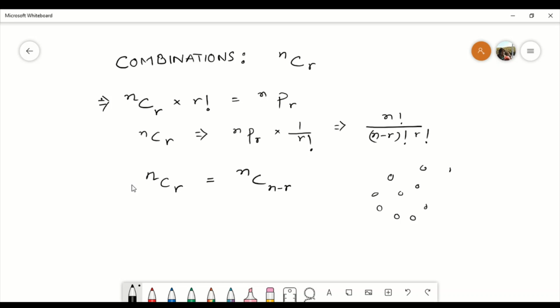So if we select R items, we are left with N minus R items. So for every selection of R items, we are left with another set of N minus R items, right? So for all of the ways in which we can select R items, we are also left with N minus R items on the other side, right? That's why the number of ways in which we can select R items will also be the number of ways in which we can select N minus R items. So that's why we have this relation here, right?